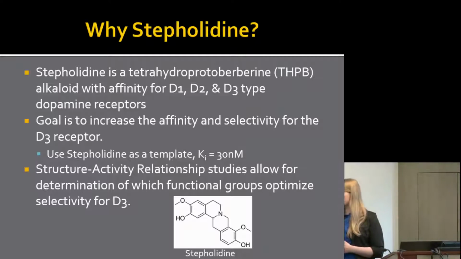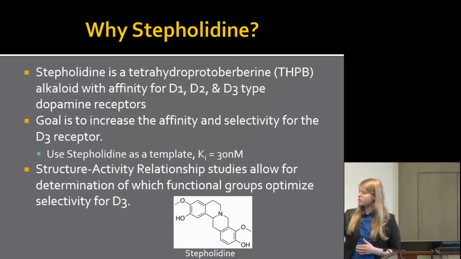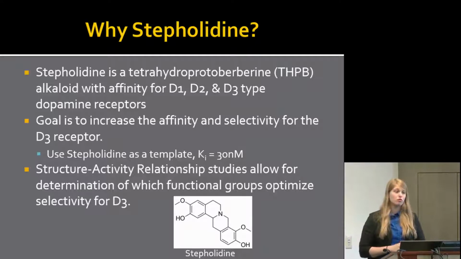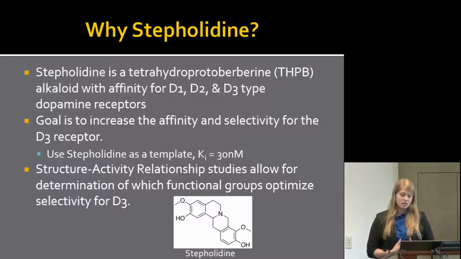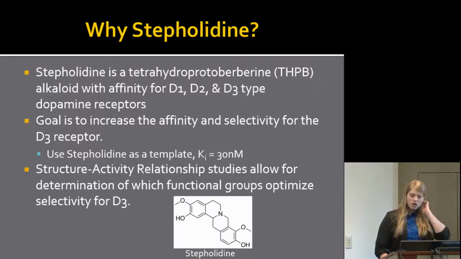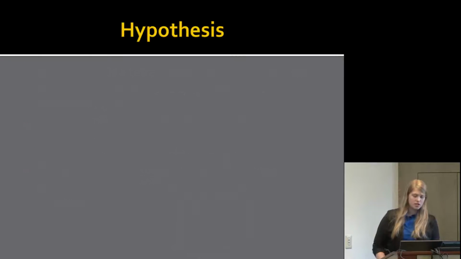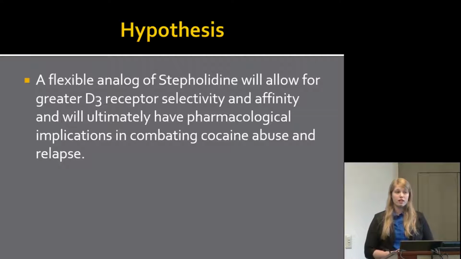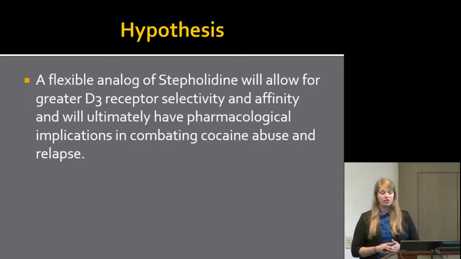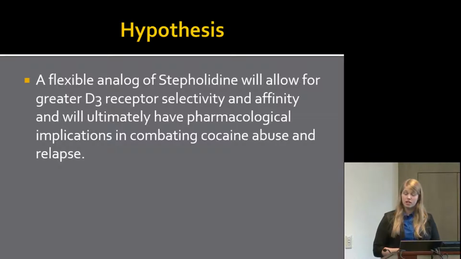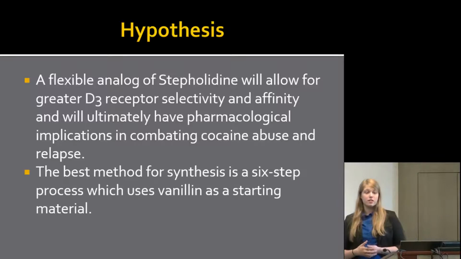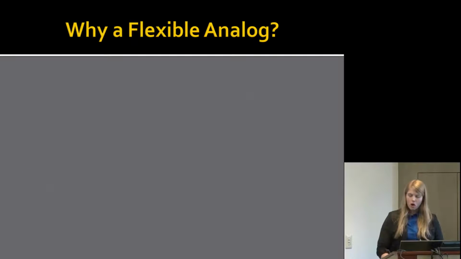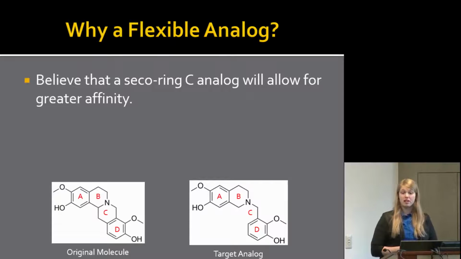What the lab I'm working in has been focusing on is doing different substitutions on this molecule and seeing which functional groups are actually necessary for affinity and which ones we can replace to increase affinity and optimize its activity as a drug. My hypothesis is that a flexible analog of stepholidine will afford the greatest D3 receptor affinity and selectivity, and that's what's going to end up having pharmacological implications in combating cocaine abuse and addiction in the future. We think that the best method for this synthesis is a 6-step process where vanillin is our starting material. So why a flexible analog, and what exactly am I talking about when I say a flexible analog?